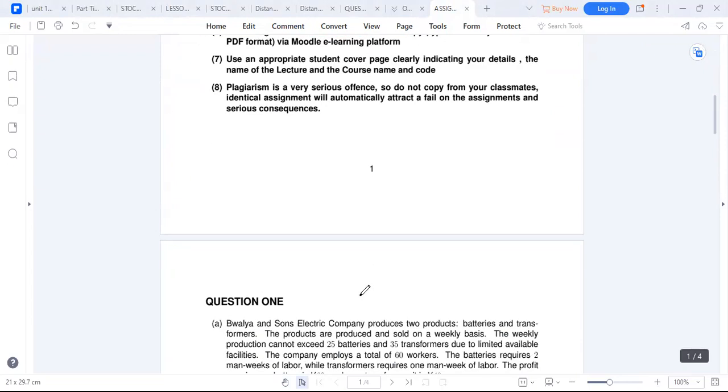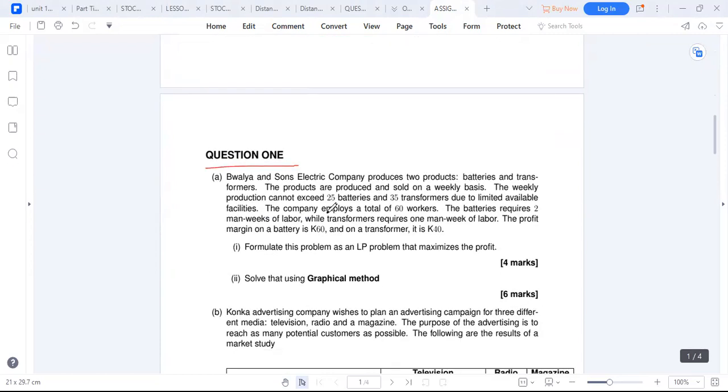And this assignment, question 1: Wadia & Sons Electric Company produces 2 products, batteries and transformers. The products are produced and sold on a weekly basis. The weekly production cannot exceed 25 batteries and 35 transformers due to limited available facilities. The company employs a total of 60 workers, that is the labor force. The batteries require 2 man-hours of labor, while the transformers require 1 man-hour of labor. Then the profit margin per battery is 60, and that of transformer is 40.